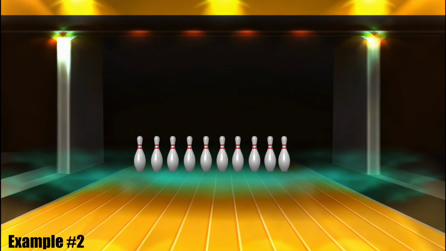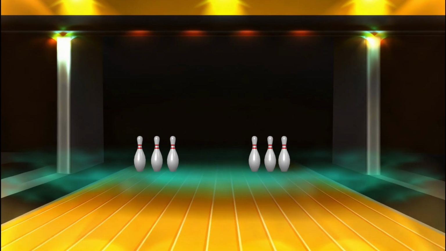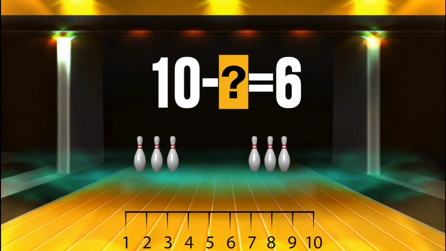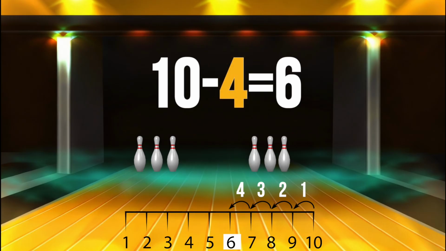Example number 2, we begin with 10 pins. The first ball rolls. Now only 6 pins are standing. Our subtraction sentence is 10 minus what equals 6? Let's count back from 10 to 6 together. 1, 2, 3, 4. We counted back 4 numbers. So 4 pins fell from the first ball. 10 minus 4 equals 6.